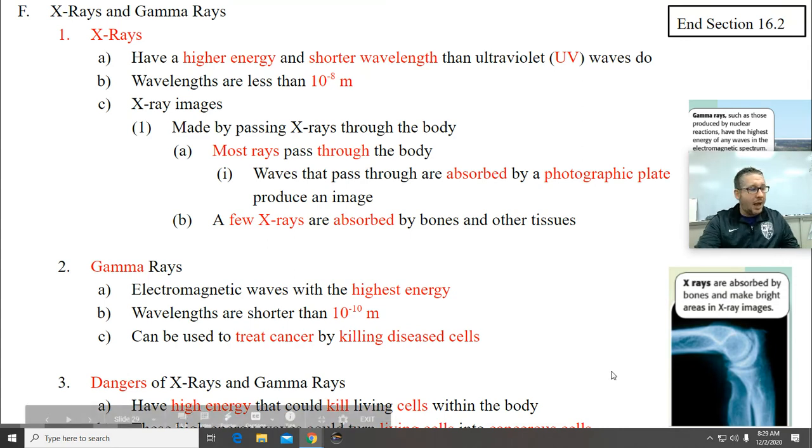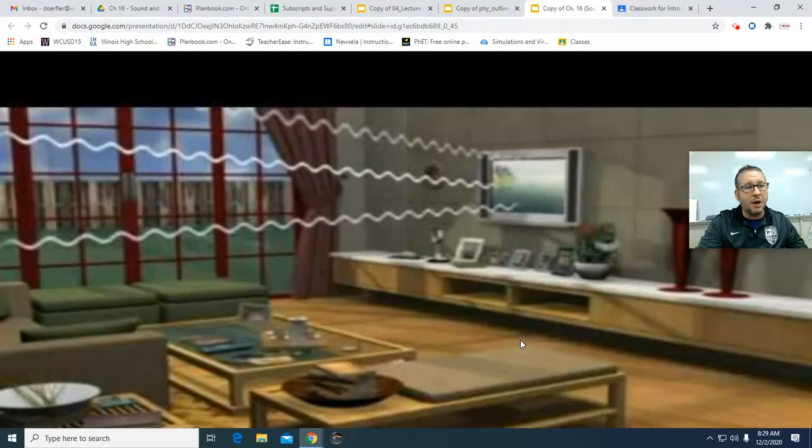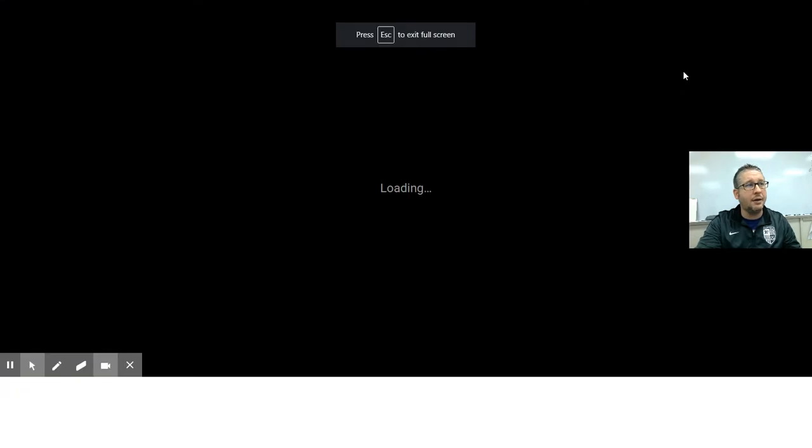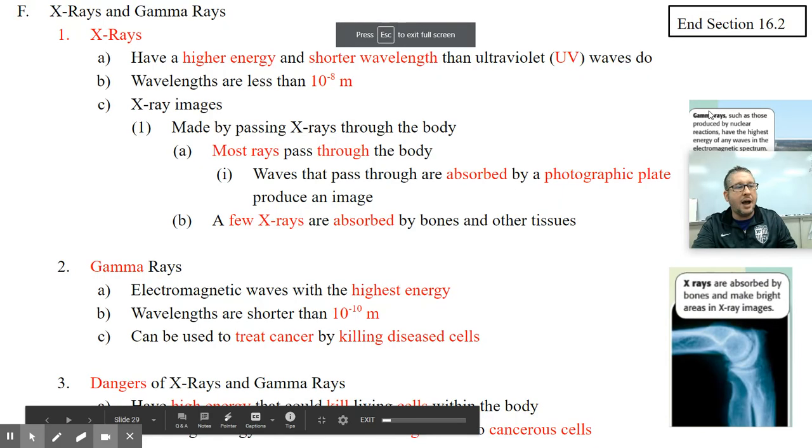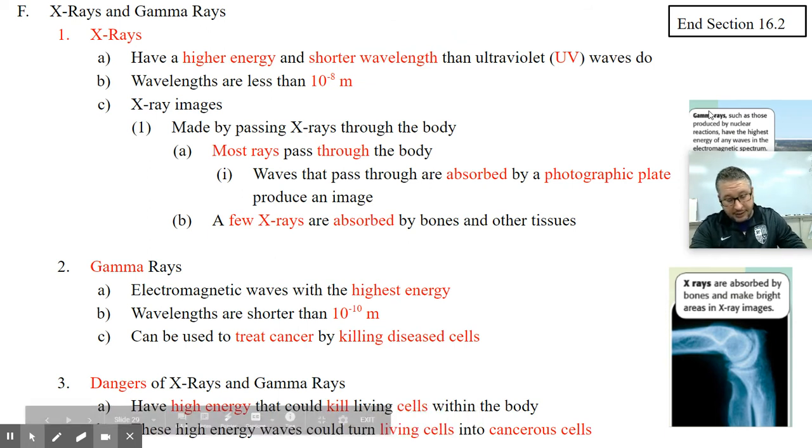And lastly, we are going to talk about gamma rays, okay? We cannot follow the footsteps of the Hulk because obviously that is a somewhat fictional character, as far as we know. But these have the highest energy, and a wavelength as small as 10 to the negative 10th meter, so that's incredibly small. We can use gamma rays to help treat and kill cancer cells and other disease cells.